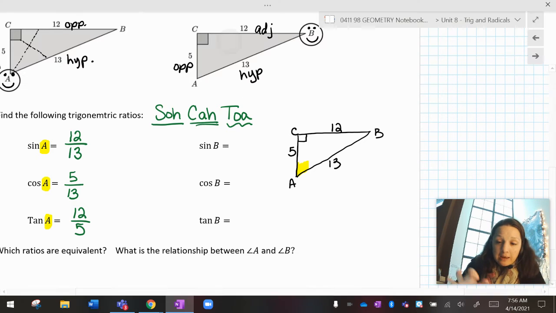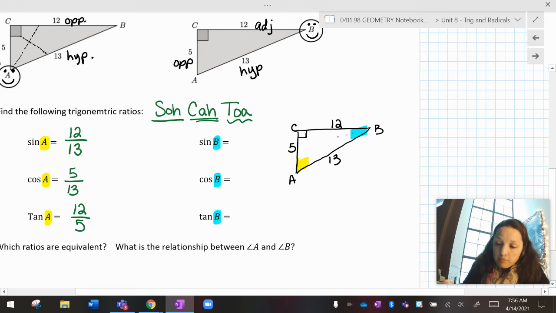If instead I say, you know what, I want sine B, cosine B, and tan B, I can do that too. So if I come over here and look from the perspective of B, and I want to do sine again, sine is opposite over hypotenuse. So opposite from B is the one that's furthest away, that's 5. My hypotenuse is still 13.